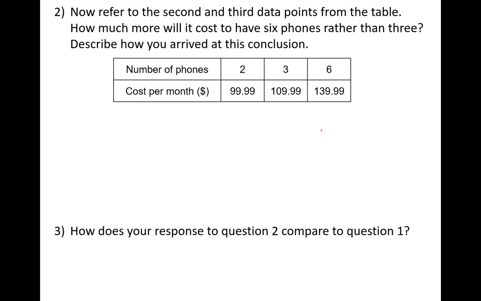It says now refer to the second and third data point. So now we're looking at this point and this point. We can see here 3 additional phones cost $30 more. Well, you know, that's really the same. 1 more phone costs $10 more. 3 more phones cost $30 more. So this is linear. Because if you think about it, each extra phone is costing us $10 more.